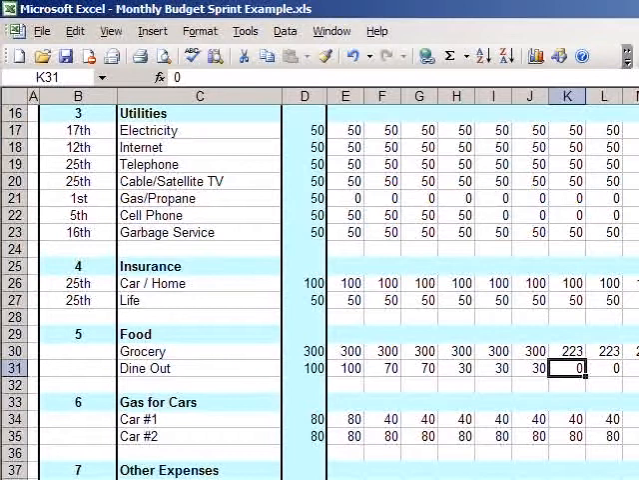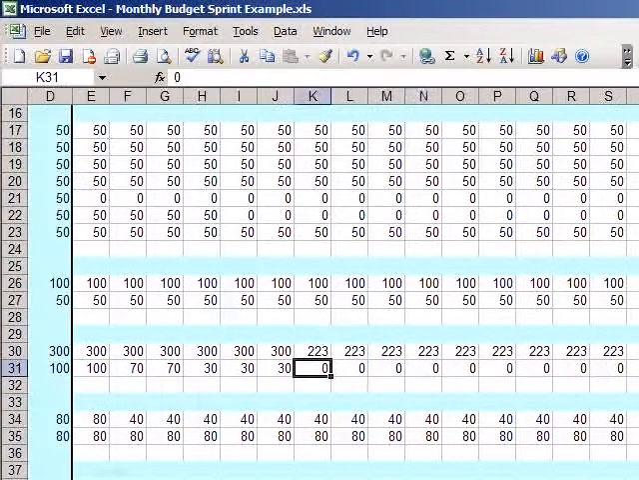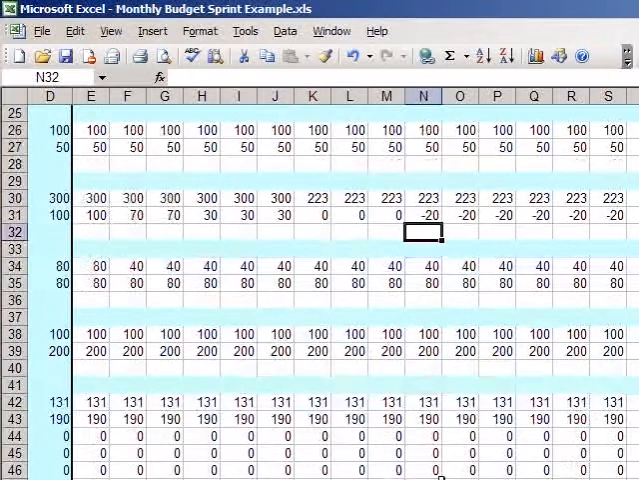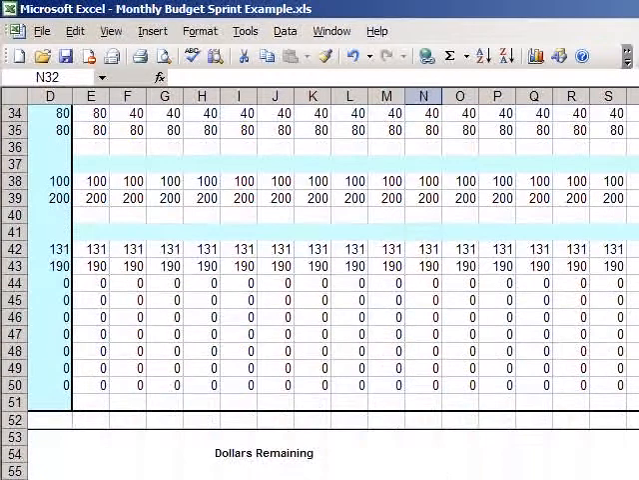It's perfectly acceptable to enter negative numbers in these spreadsheets. So instead of having $0 left, we will have negative $20 left. And we can scroll over here to the right a little bit, just enter a negative 20. Okay, and that will be reflected in our chart near the bottom of the page.